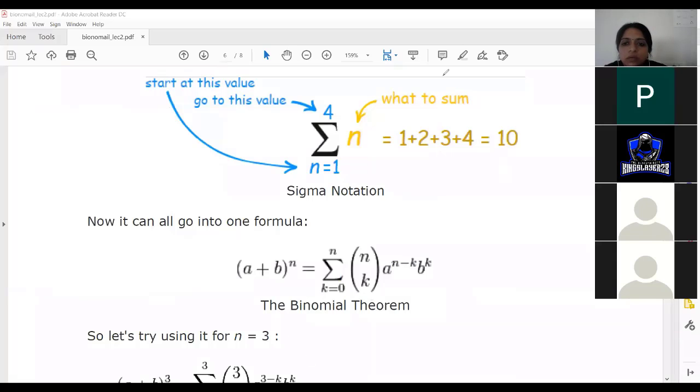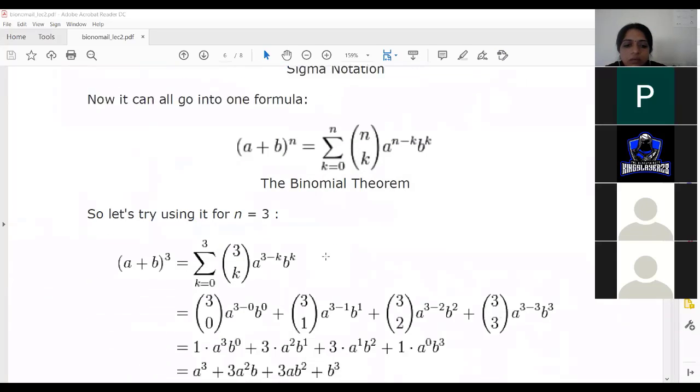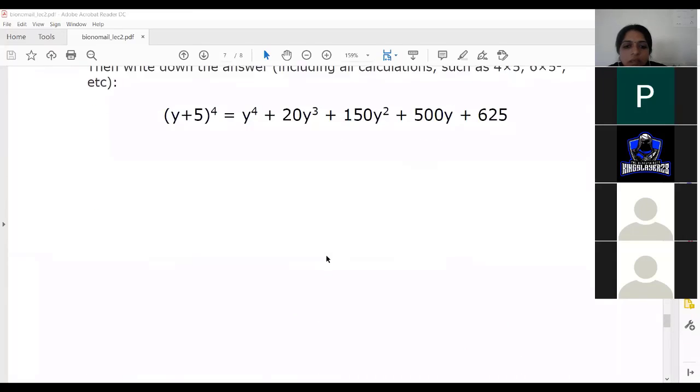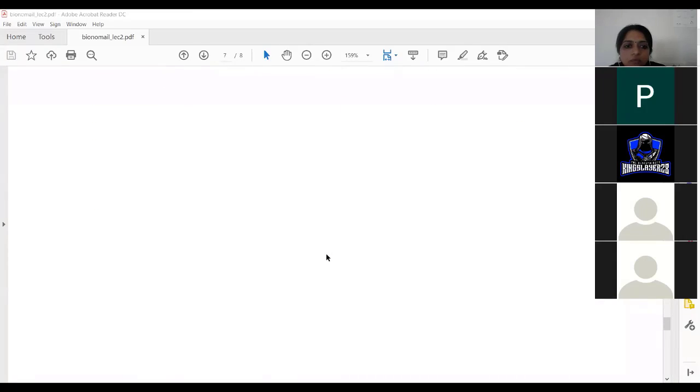So let me ask, give me the answer of (y plus 5) whole raised to 4. Give me the final answer.